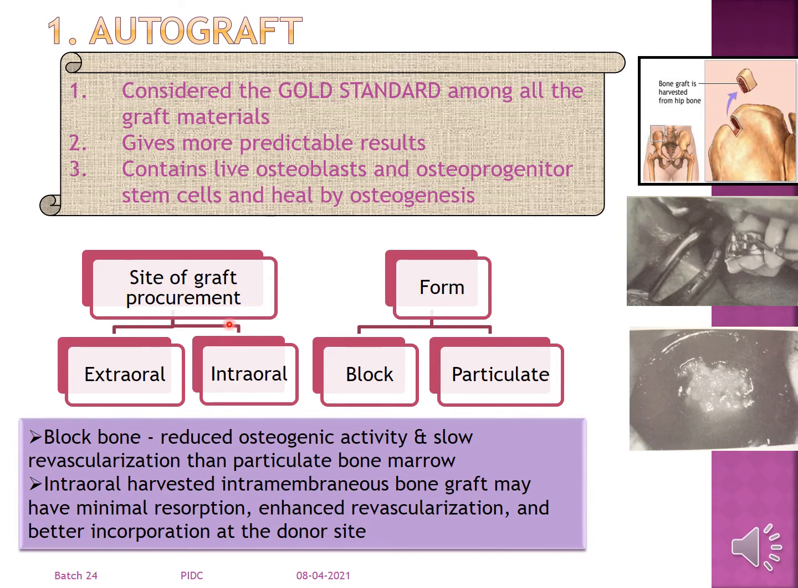Site of graft procurement could be either extraoral or intraoral. Form could be either block or particulate. Here we have a picture of an extraoral site, the iliac crest, from which an area has been taken, and here an intraoral site, especially the maxillary tuberosity region, where a block is being taken, an entire chunk. When we crush the intraoral bone with the help of the rongeur, you get particulate matter like this.